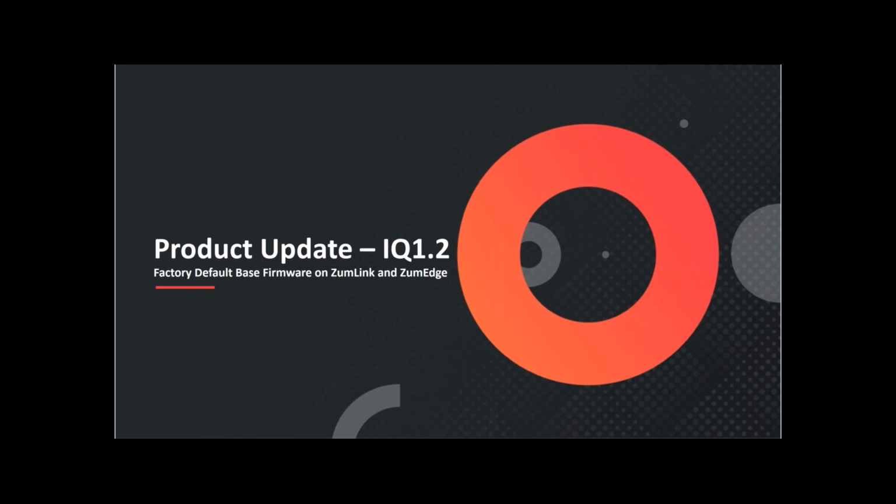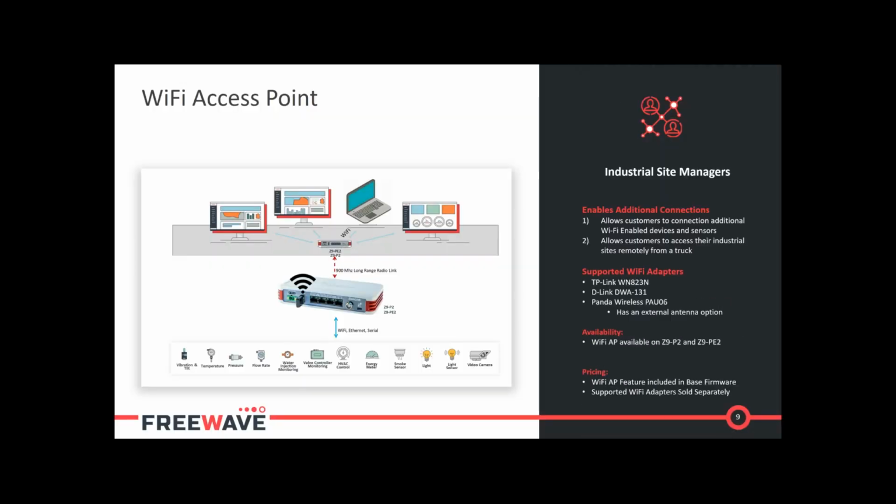Also with the 1.2 release, we are adding Wi-Fi access point capability. With Wi-Fi access point, this is a USB compatible adapter, which would plug into our Z9 P2 and PE2 devices to enable additional sensors to connect or additional ways of accessing your networks. So if you've got Wi-Fi enabled sensors, we now have ways to connect that. And if you would rather stay in your truck when you drive up to your device or your site, if you've got the Wi-Fi adapter installed, you can do that.